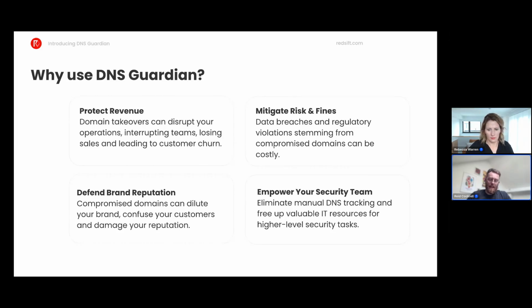And lastly, it enables you to empower your security team. It eliminates the need for manual and tedious DNS tracking, freeing up that valuable internal resource to work on higher level security tasks and projects, rather than spending too much time in the weeds. But I think it's probably time for me to stop talking about it, and I can show everyone, because you're probably bored of me going on about it now.